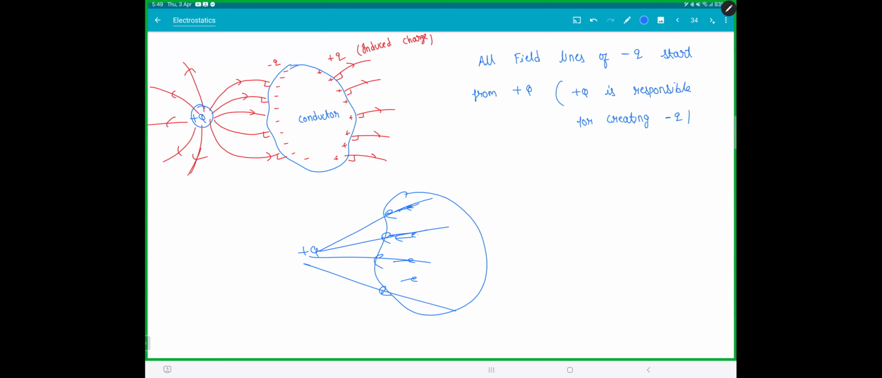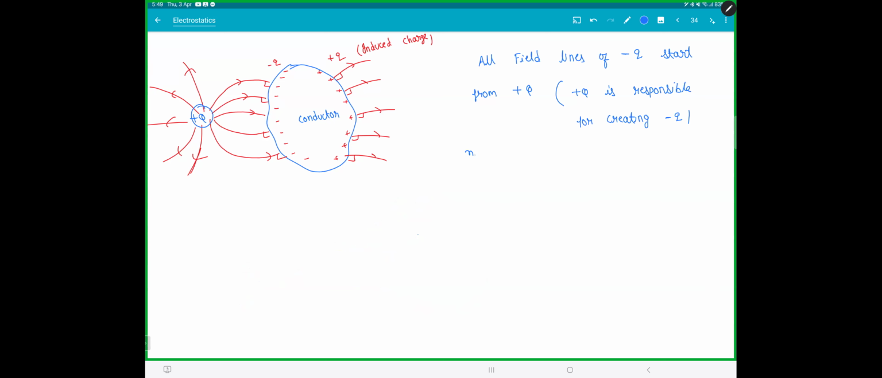So who created this minus q? The plus q field lines. Is that making sense? What I'm saying is plus q also has some lines on the left hand side. So all the right hand side lines maybe will get absorbed by the conductor, but the left hand lines are still there. That means overall, in terms of number of lines, the plus q will have more than the small q. Is that clear? And we can clearly see here the number of lines of capital Q is greater than the number of lines of small q. Therefore, you can be sure Q is greater than q.